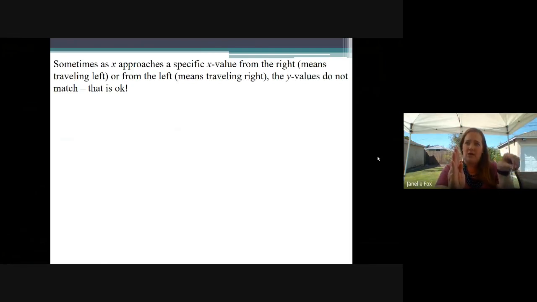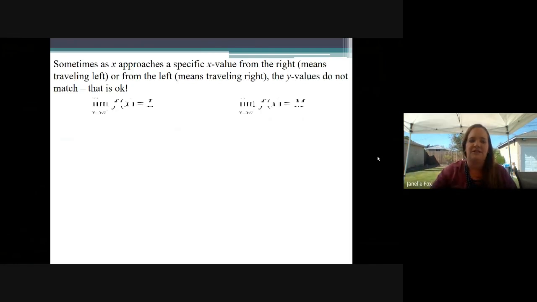Then we travel in from the right and travel left to get to that target y value. Sometimes when we come from the left or from the right, those y values are not going to match, and that is okay. It just means we get a different type of answer. So let's take a look at this.